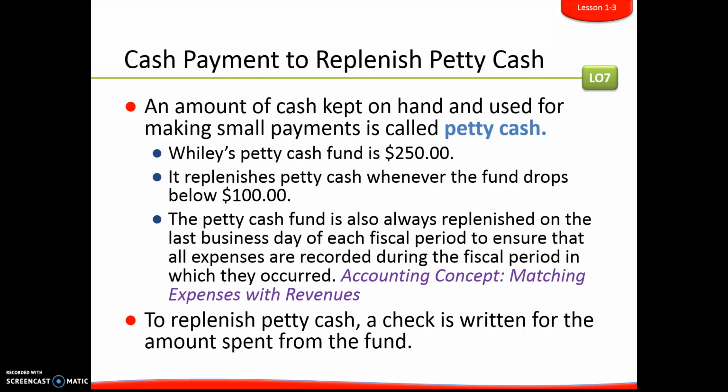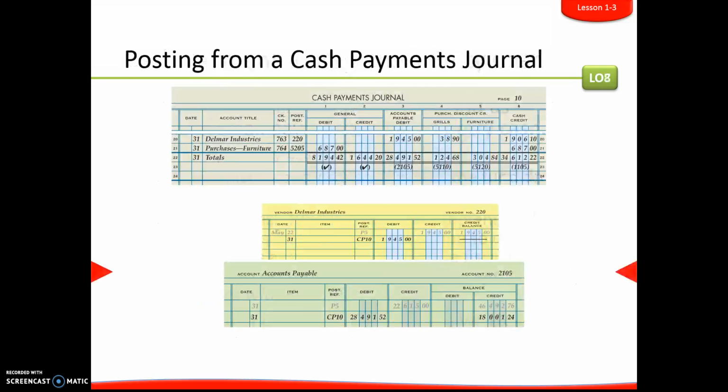The other one I want to remind you of is when we do petty cash. Remember that petty cash is a small amount of cash that we keep on hand in actual dollar bills somewhere safe in our store. And so Wiley's petty cash fund is $250. We replenish it always at the end of the month, and if it ever drops below $100. So to replenish the petty cash fund, we write a check and then we make sure to record where all of that money had gone, because remember, when you take money out of the petty cash fund, you fill out a little slip. And so the person that's in charge of the fund at the end of the month has to figure out where all the money went, and we record that.